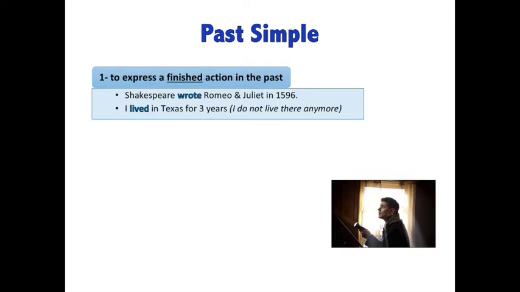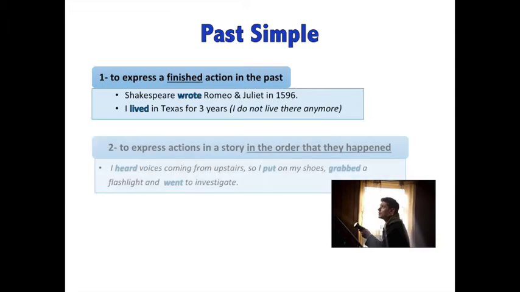Okay, so as we talked about before, past simple is mainly used in three different ways. Number 1, to express a finished action in the past. It is over now. Number 2, to express actions in a story in the order that they happened.